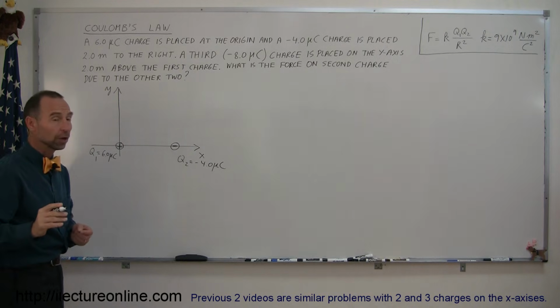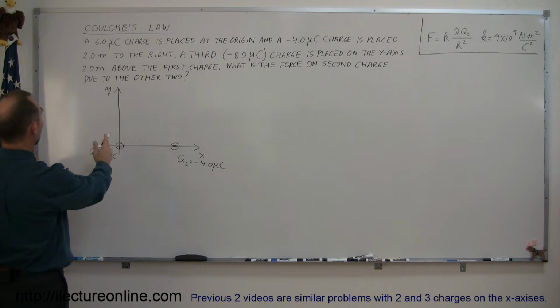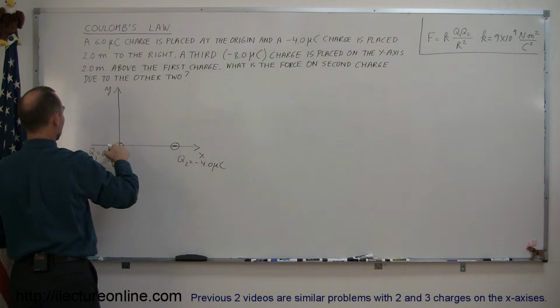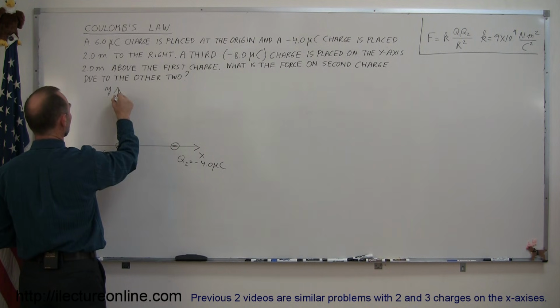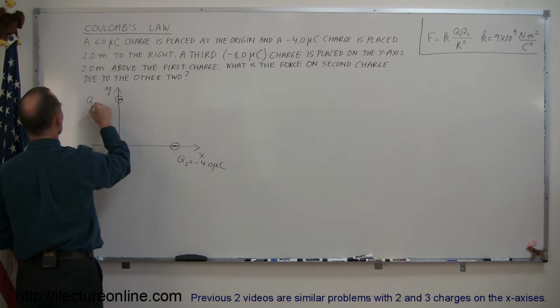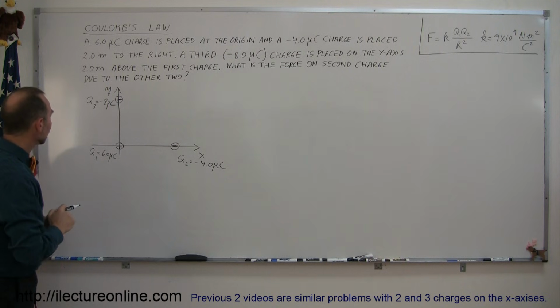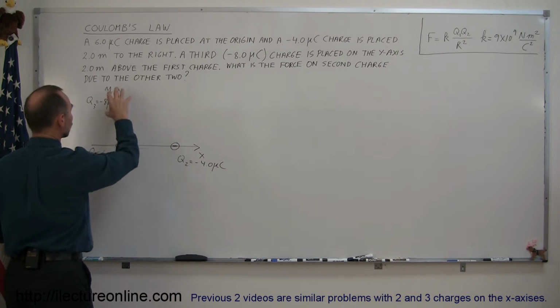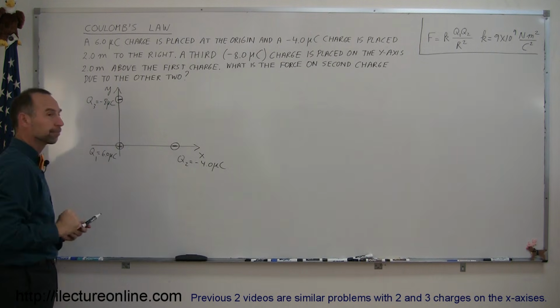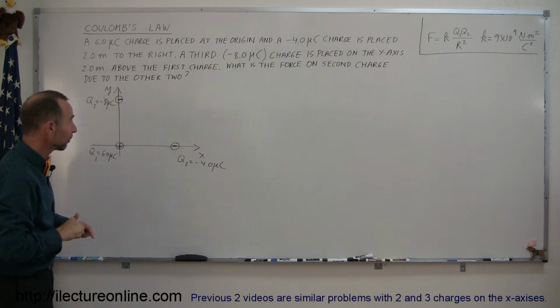Then we have a third charge. That third charge is placed right above Q1 on the y-axis and also 2 meters away. That's also a negative charge, so we call that Q3, which is equal to minus 8 microcoulombs. And so the question then asks, what is the force on the second charge due to these other two charges? All right, how do you start on something like this?